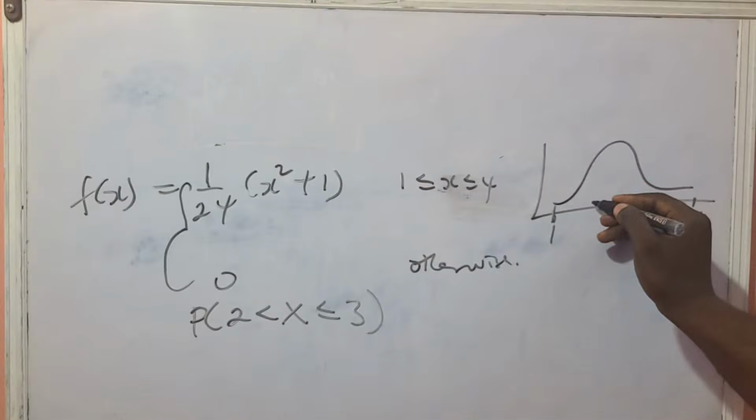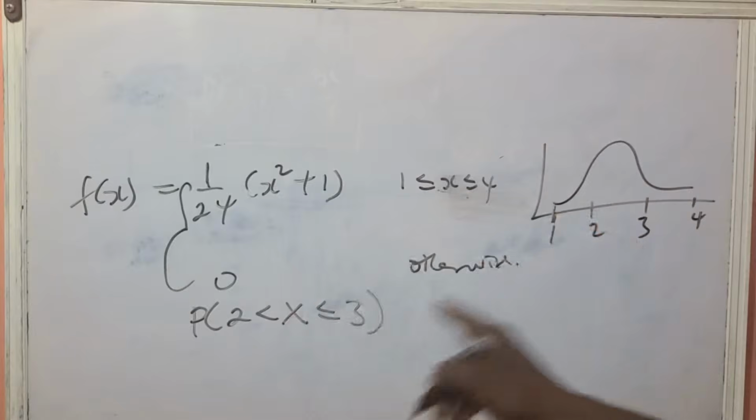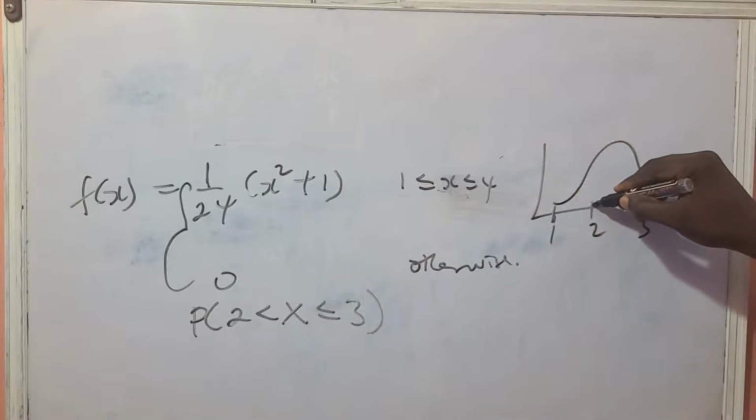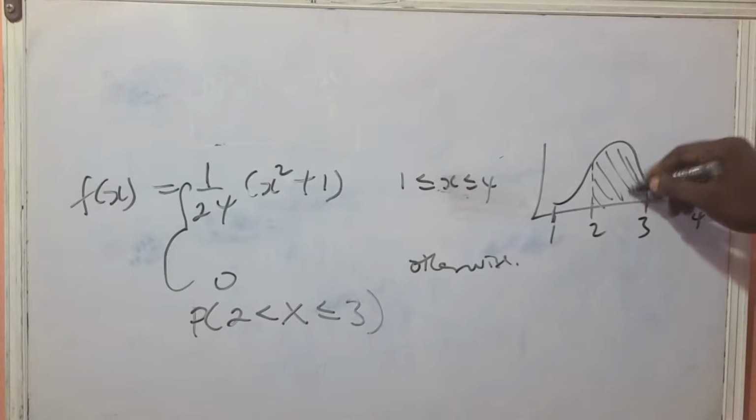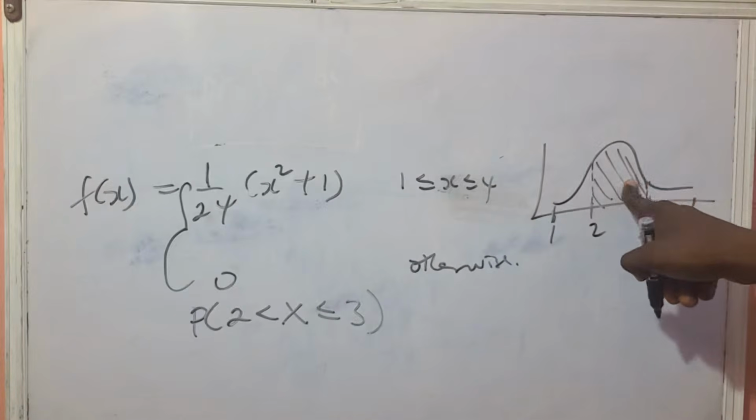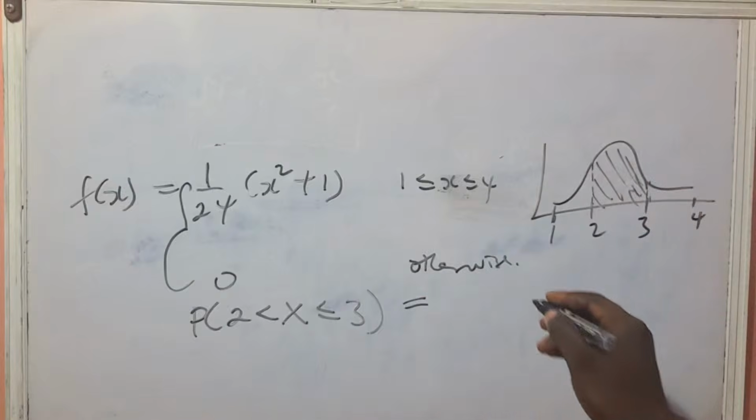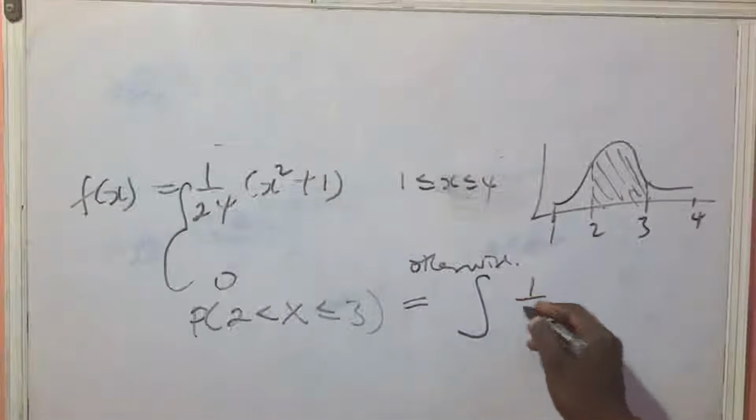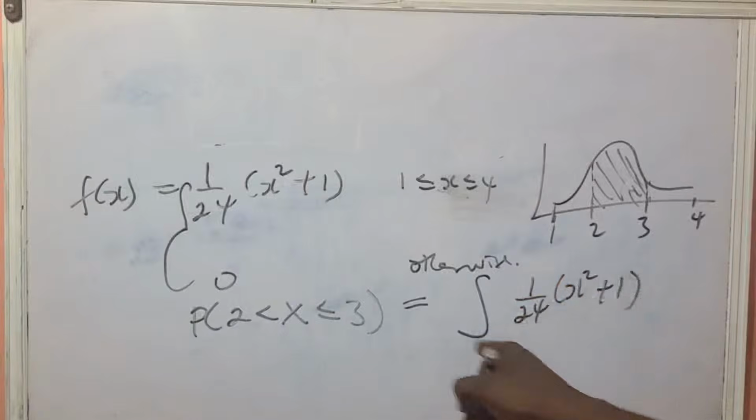Now, if they ask you to find, this is 2 and 3. If they ask you to find this probability, I told you that this would mean you are supposed to find the area under this curve this way. But you can't do this because this is not very possible. So what you have to do here is to make use of integration. And all you have to do is to integrate the function 1 over 24, which is 1 over 24 (x squared plus 1). But you'll be using the limit that was given, which is 2 to 3.